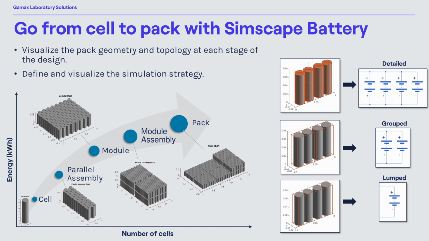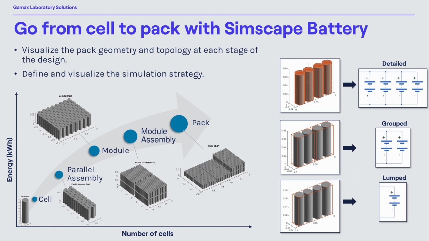So you will go from a cell to a parallel assembly. So you start to assemble your cells and you will create modules using the parallel assemblies. And you will scale up the modules to module assemblies and battery packs. And during those steps, you can run simulations and define and visualize the simulation strategy that you want to use.